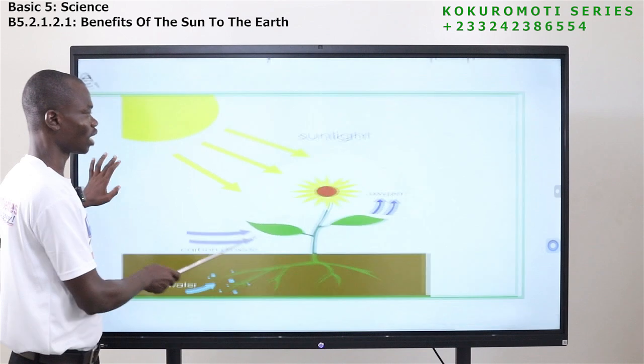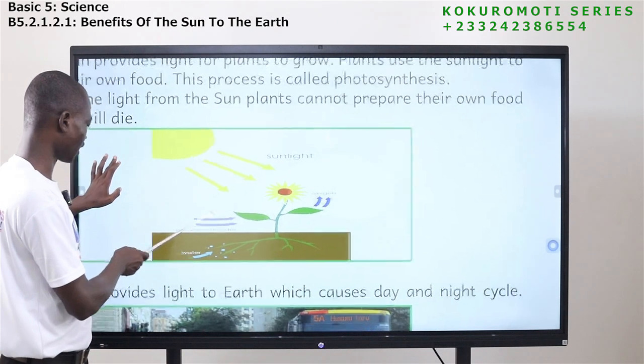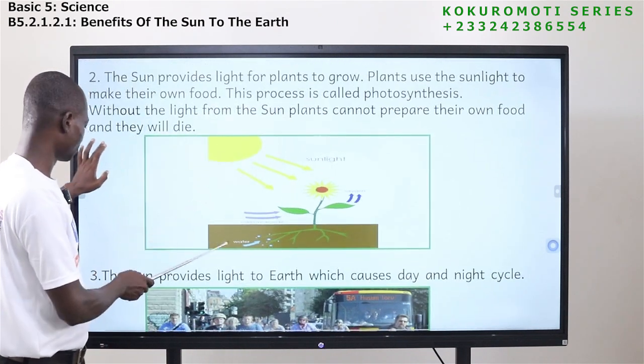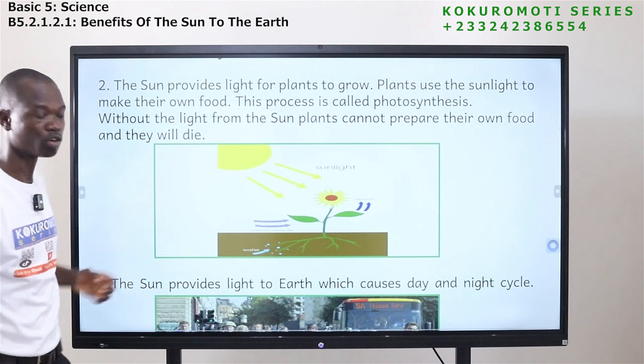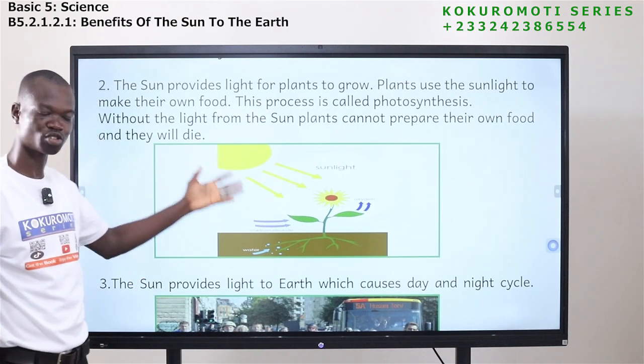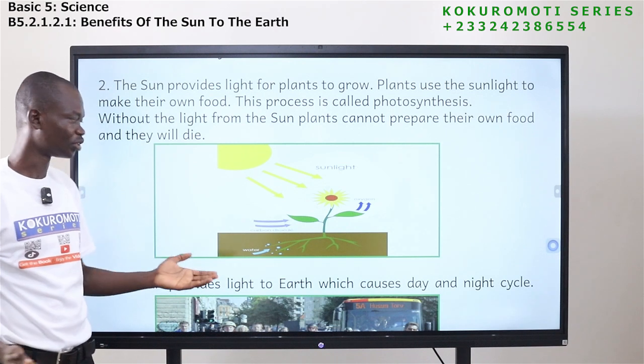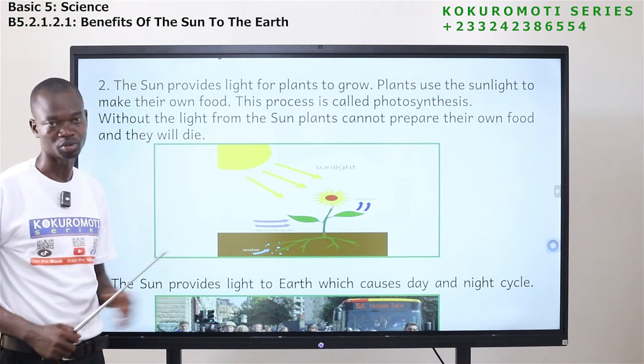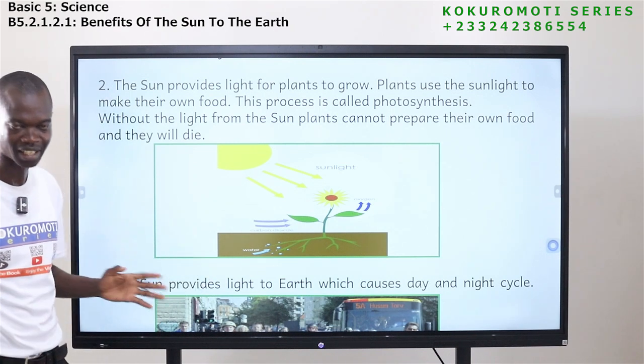Okay, so another benefit is that plants are able to prepare their own food because of the sun. So if the sun is not there, there is no light. How are they going to prepare? It is not possible for them to prepare their food without light.